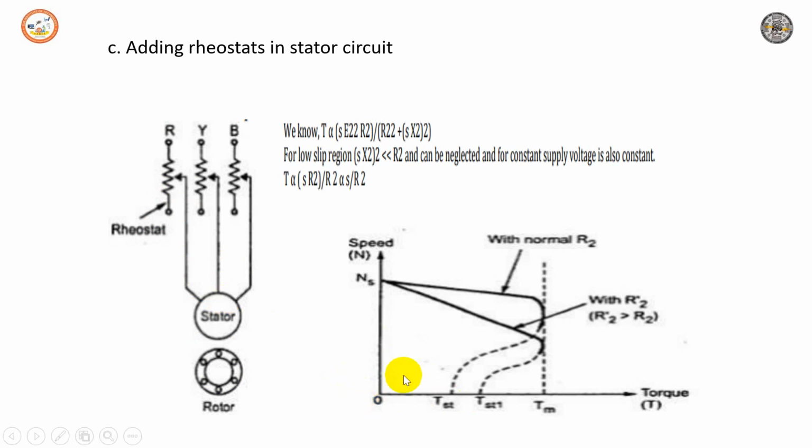If the resistance is increased more than the normal value of R2, then the speed decreases with the increase in the torque here. Starting torque would be more. So this is the normal R2 speed torque characteristic, and this is the increased R2 speed torque characteristic.